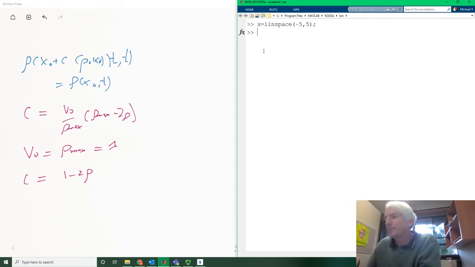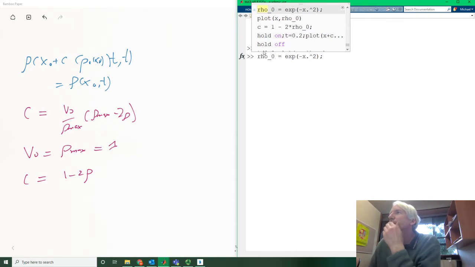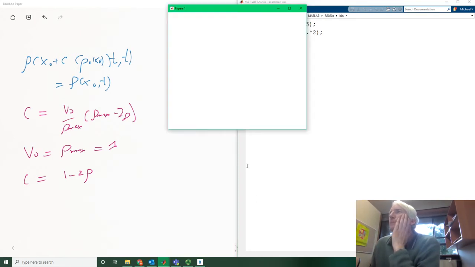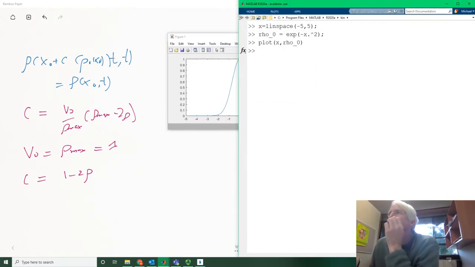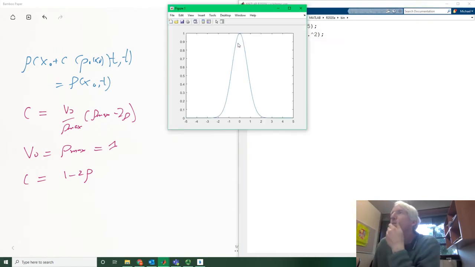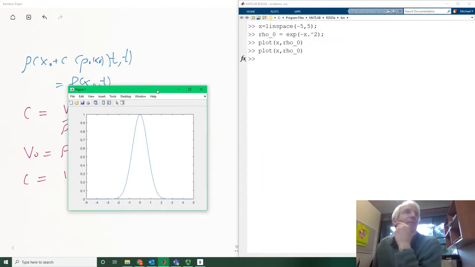One advantage is I do have the commands here. So there's the density and there's X I've set up. Okay, so that's the initial density. There's the initial density. So, it's a nice Gaussian.